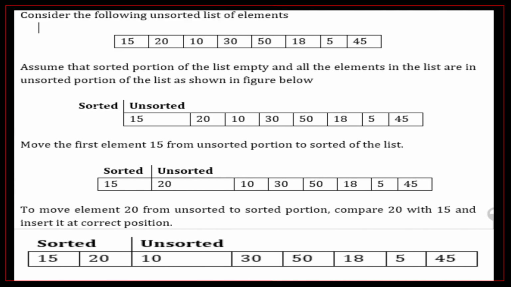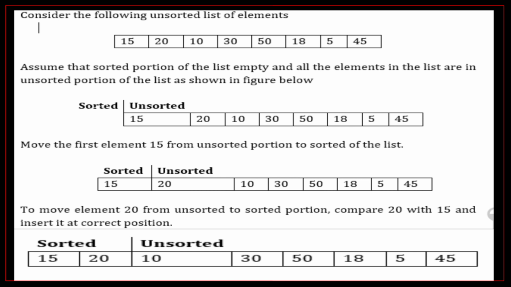Consider the following unsorted list of elements: 15, 20, 10, 30, 50, 18, 5 and 45. Assume that the sorted portion of the list is empty and all the elements in the list are in the unsorted portion of the list, as shown in the figure. So the sorted list is empty and the unsorted list is 15, 20, 10, 30, 50, 18, 5 and 45.